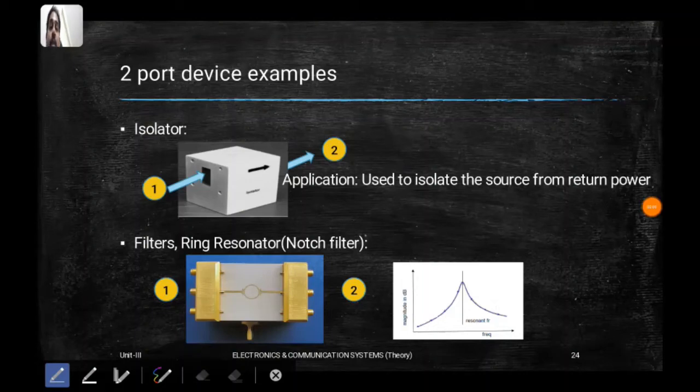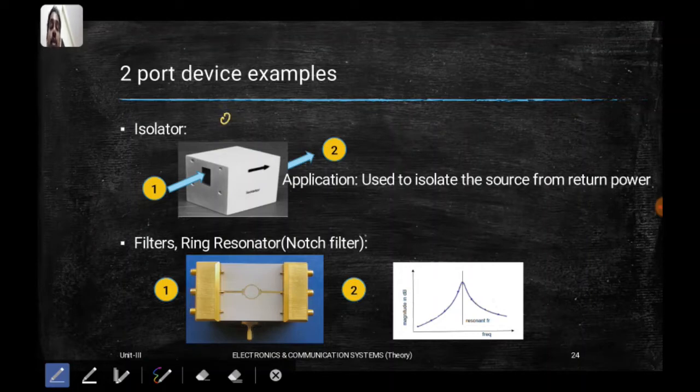Welcome back. We'll see some practical two-port devices. Here first we will see Isolator. Isolator is one of the basic microwave devices on a test bench. So the function of an isolator is that it will send the power in only one direction.